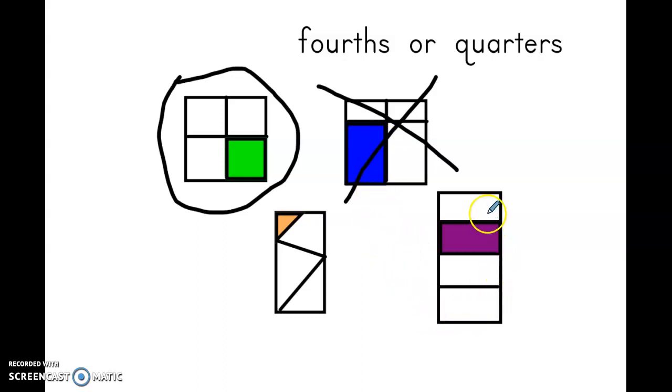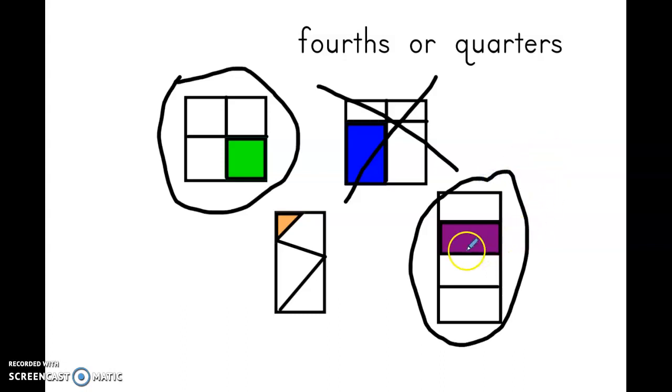With this rectangle, there is one shaded out of four equal parts. So we can circle this because this one is divided into fourths or into quarters. And this purple part is one fourth, or one quarter. And with this one, they're not equal parts. So this would not be considered divided into fourths or quarters because again, they're not equal parts. I keep saying equal parts is really important.